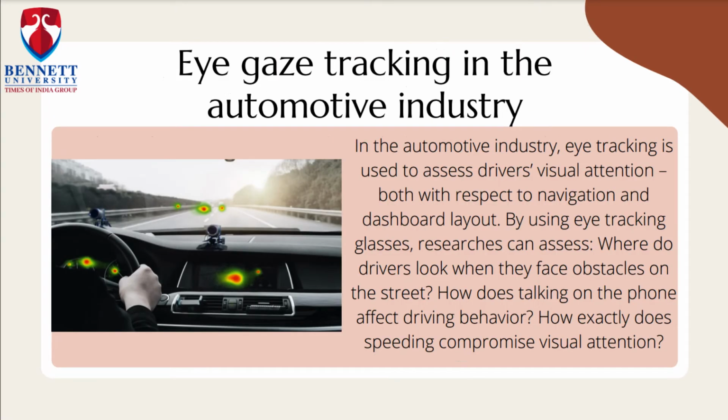Eye gaze detection plays a very crucial role in the automobile industry. In the automotive industry, eye tracking is used to assess drivers' visual attention both with respect to navigation and dashboard layout. By using eye tracking glasses, researchers find solutions to a few of these questions. Where do drivers look when they face an obstacle on the street immediately? How exactly does speeding compromise visual attention? How does talking on the phone affect driver behavior? The solution to these questions is very important to curb road disasters.